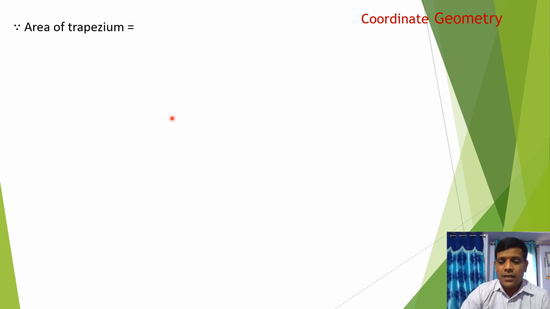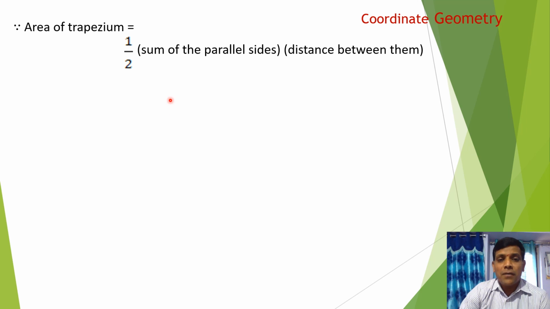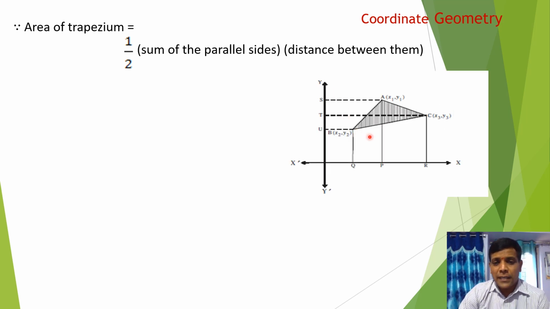Coming to next, area of trapezium. The formula for area of trapezium is half into the sum of the parallel sides into the distance between them. So half into a plus b into h. Here a plus b represents the sum of parallel sides, and h is the distance between the two parallel sides. So look at the figure. What is the first trapezium?